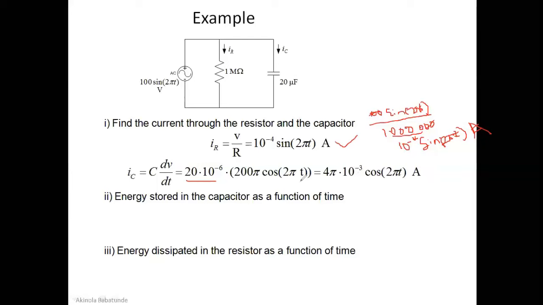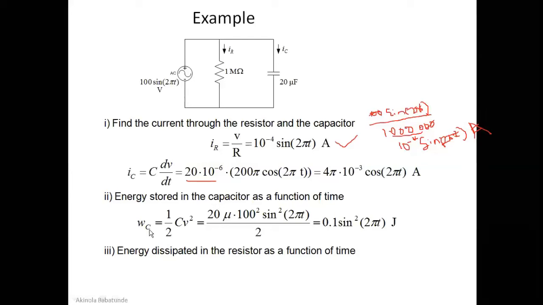Also, we were asked to find the energy stored in the capacitor as a function of time. And we do know how to find our energy from the previous class that we had. We know that our energy or work done will be equal to half CV squared, where C is the capacitance of a capacitor and V is the voltage. So our capacitance is 20 microfarad. So you have your 20 micro here. Our voltage is 100 sine 2 pi t.